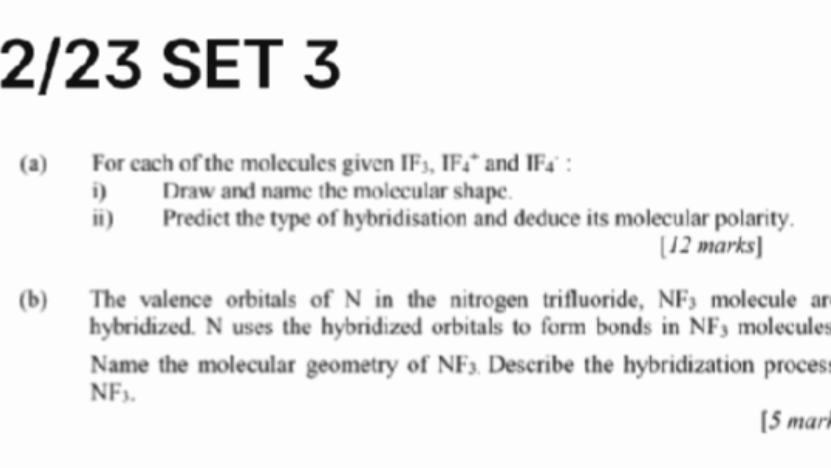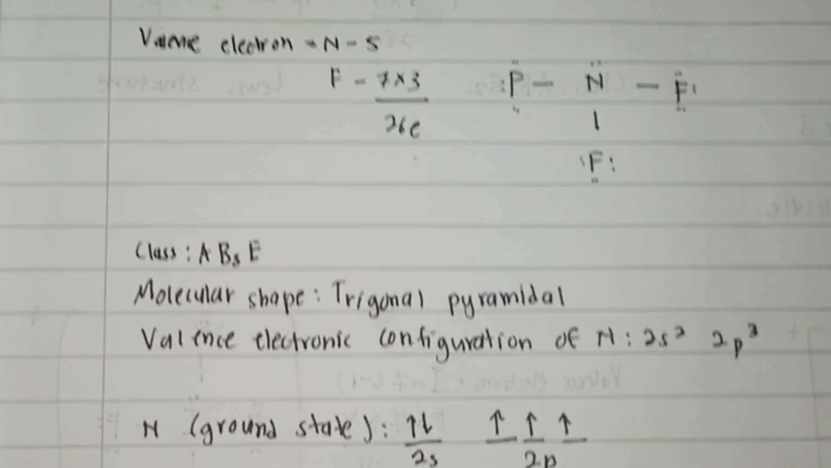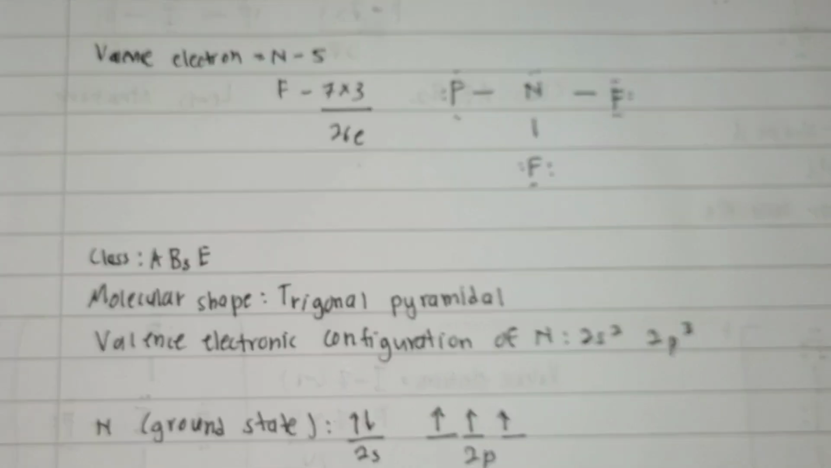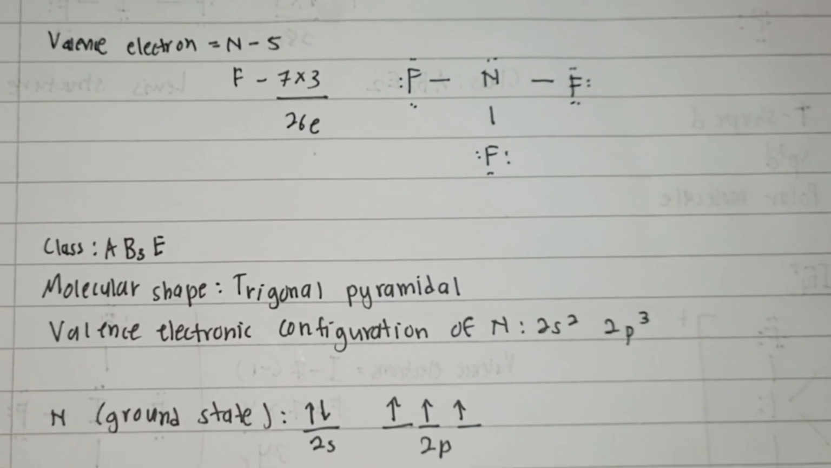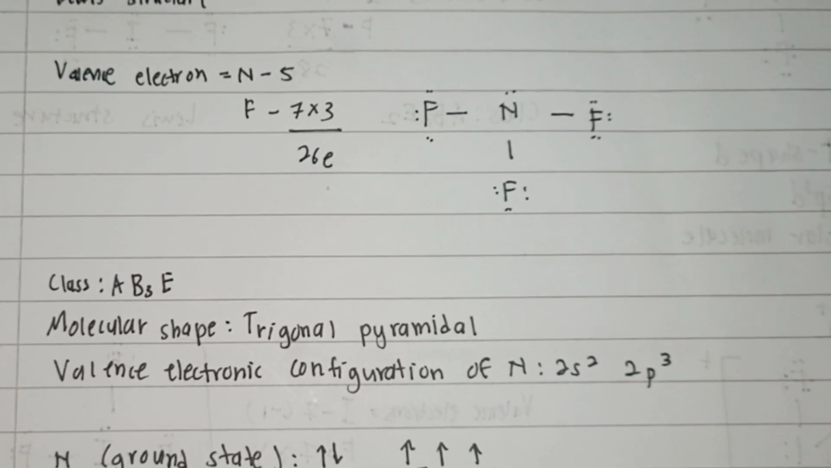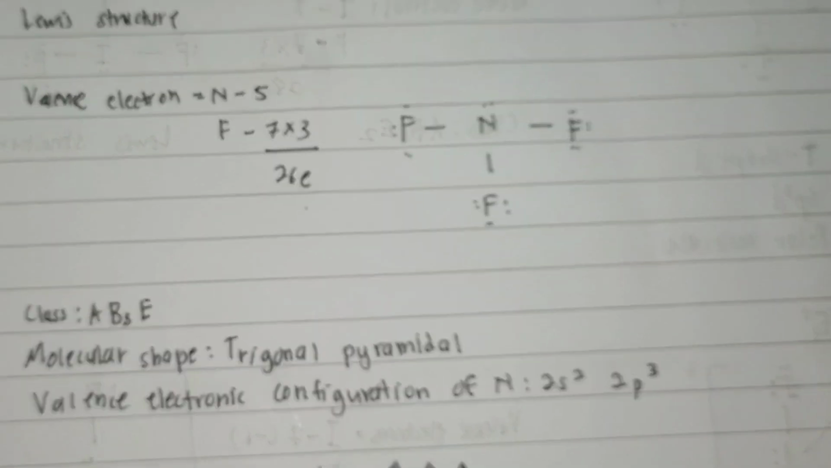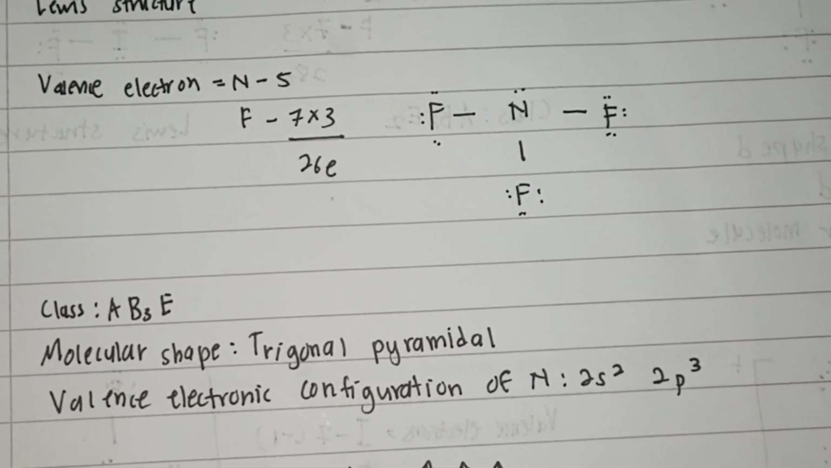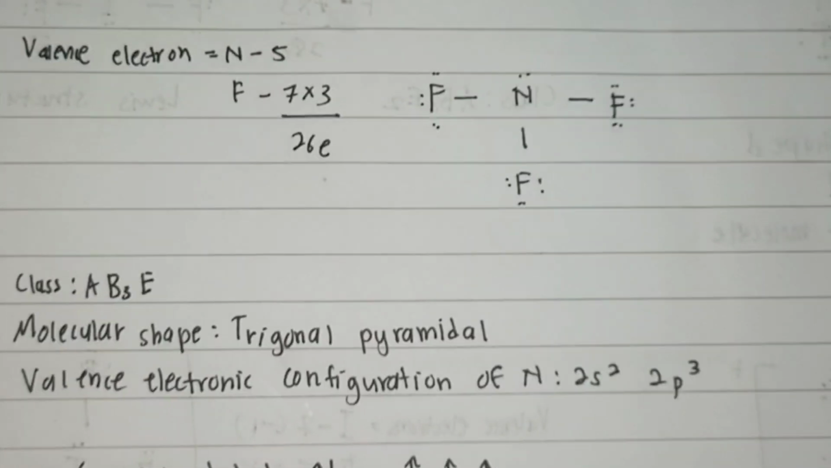So for the next question, question 3b, it states that the valence orbitals of N in the nitrogen trifluoride, NF3, molecule are hybridized, and asks for the hybridized orbitals used to form bonds in NF3. Name the molecular geometry of nitrogen trifluoride. Describe the hybridization process of nitrogen trifluoride. First it wants us to state the type of hybridization, and we need to label the overlapping orbitals showing all.